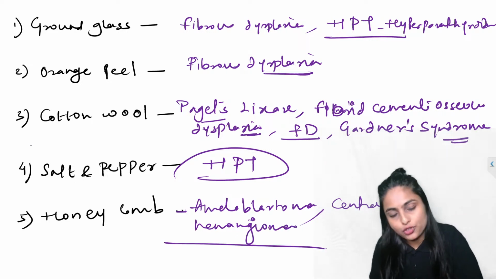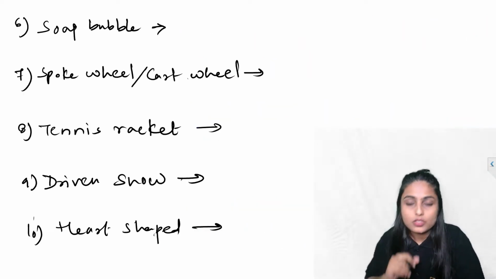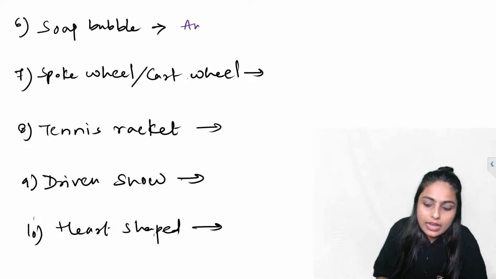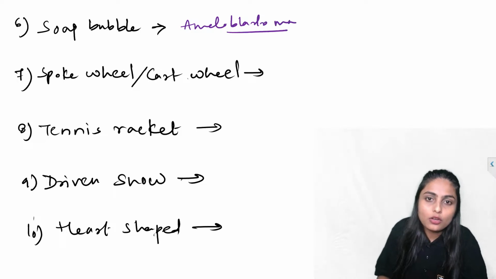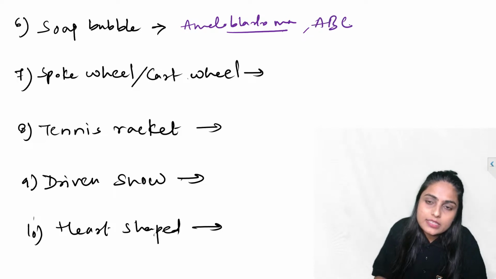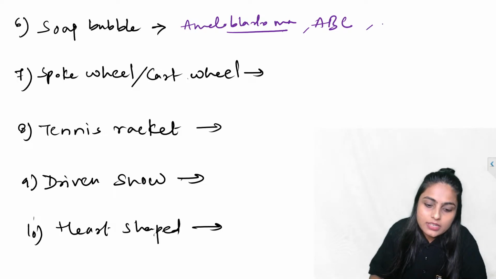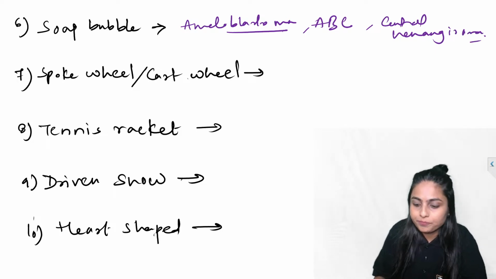Ameloblastoma and central hemangioma. Next we have soap bubble appearance. Soap bubble appearance is seen in which all conditions? We have ameloblastoma. Next is ABC, aneurysmal bone cyst. And next, again central hemangioma may sometimes show soap bubble appearance.